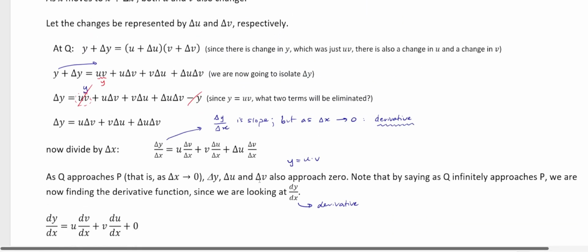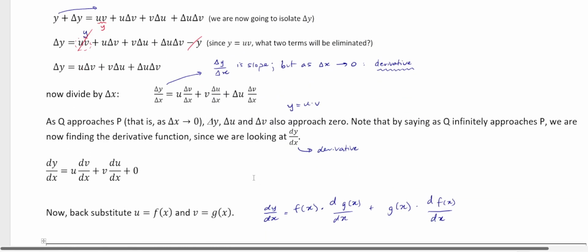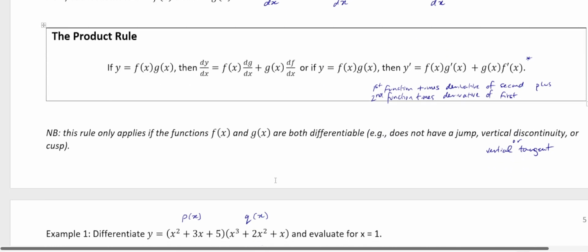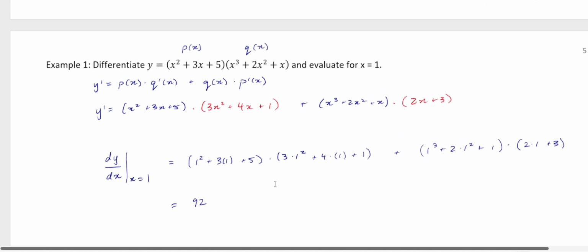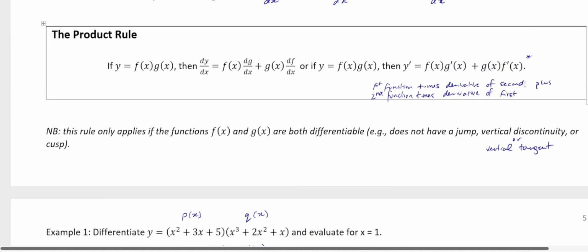In the sense that you will never be evaluated on the proof. It's not required for you to demonstrate a proof of this rule. You just simply have to know how to use the different rules, okay? So again, first function times the derivative of the second plus second function times the derivative of the first.